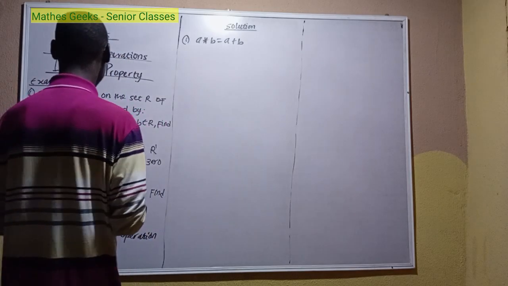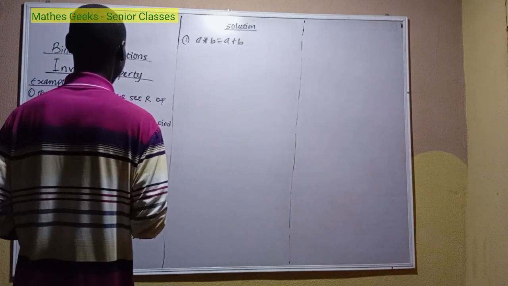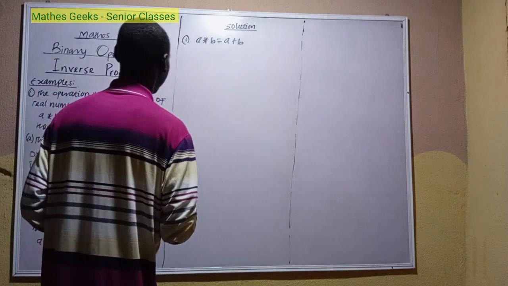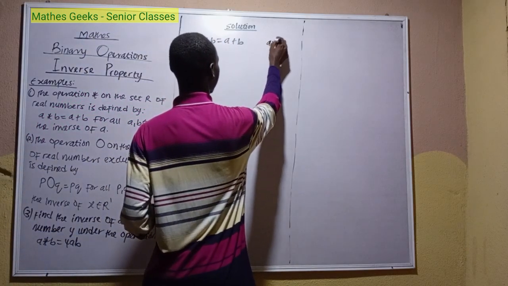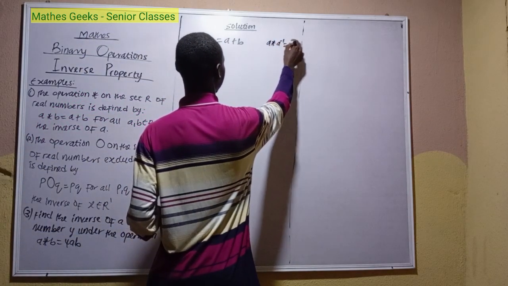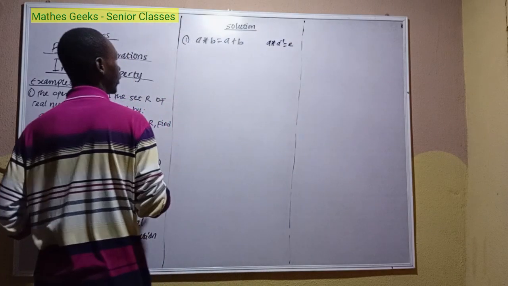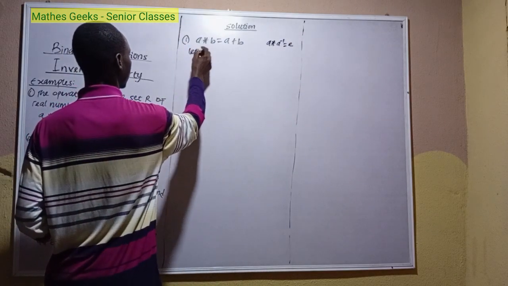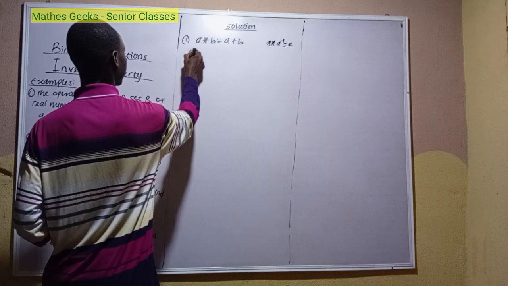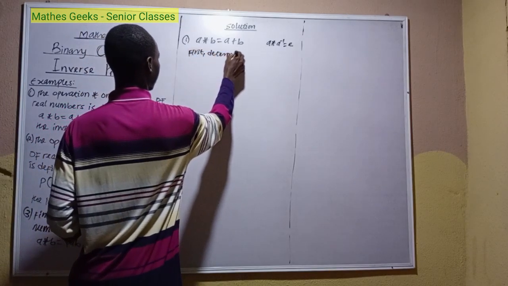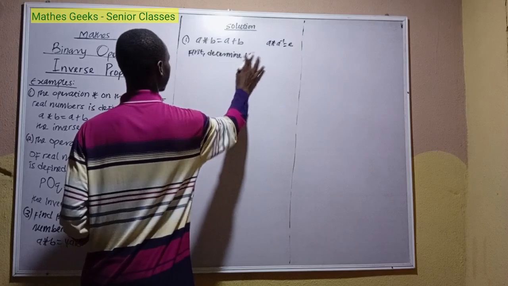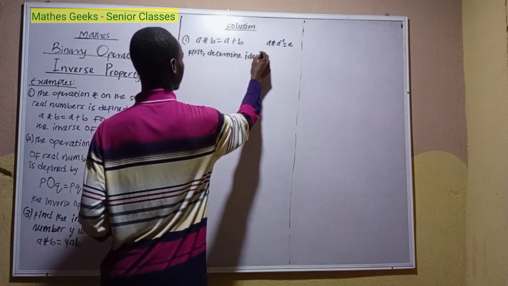But before we can get the inverse of A, we need to get the identity element, because from our relation, we know that A operation A inverse equals E. So we need to know our identity element. So let's first determine the identity element.